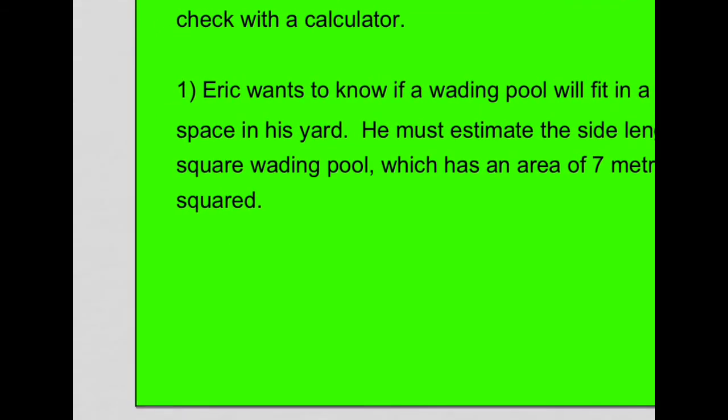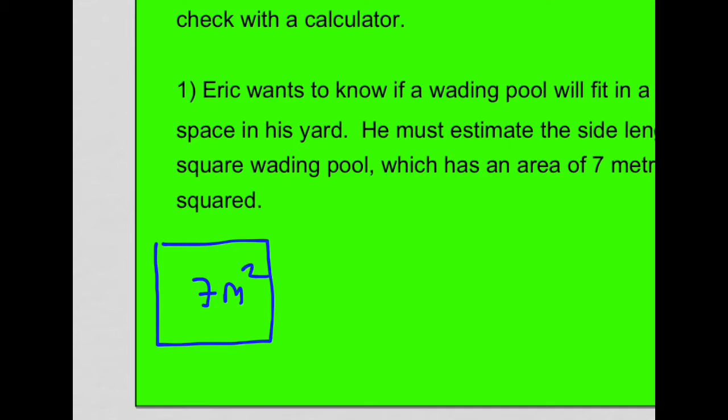Now I want to draw out what this looks like first. So we've got a square wading pool, or what we think is a square wading pool. So I'm just going to draw this out like that. And it's got an area of 7 meters squared. That's the amount of space that this wading pool takes up.